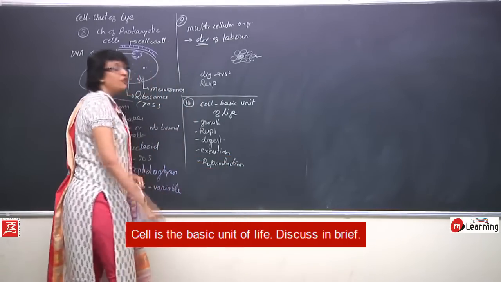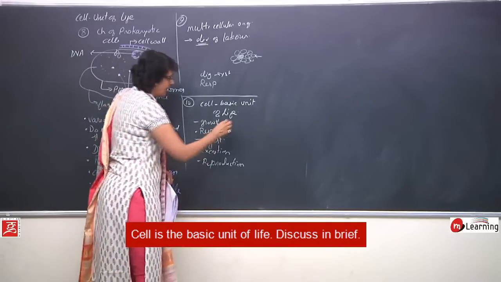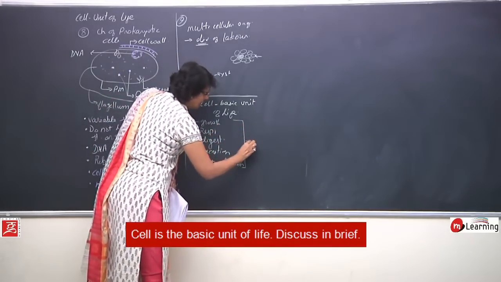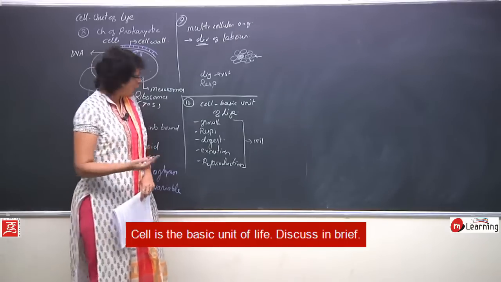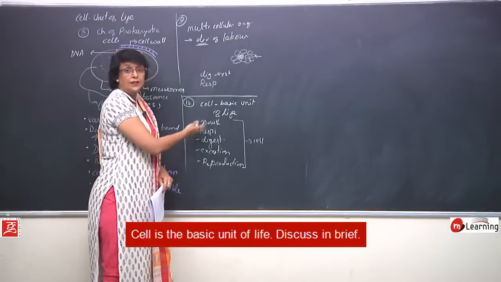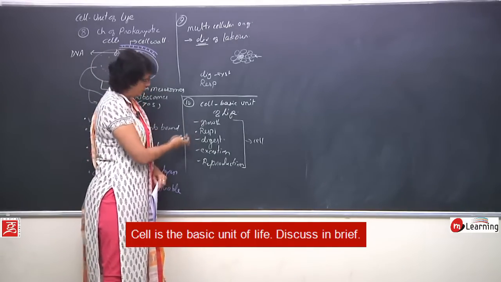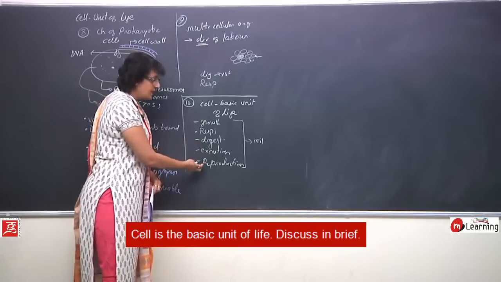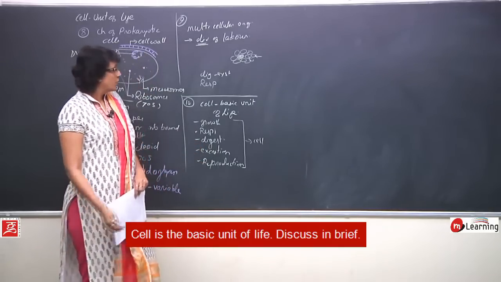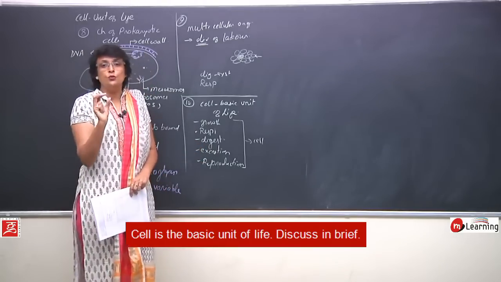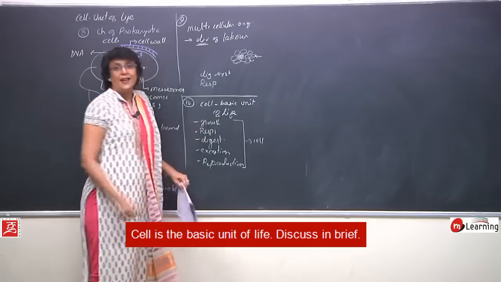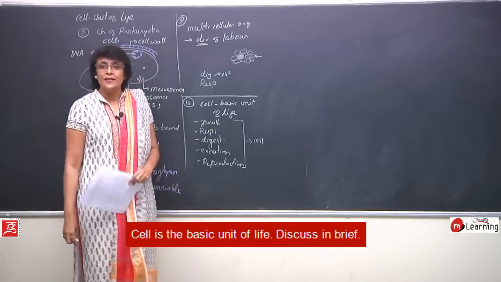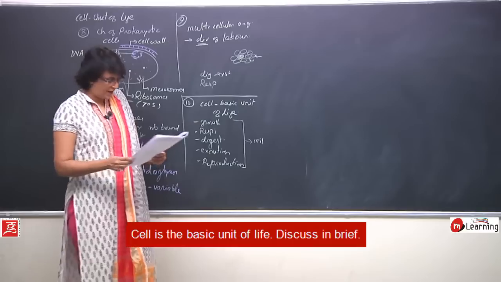These are all life processes, and a single cell can show all these processes. Cells grow, cells need oxygen, they respire, they digest the food, they excrete the waste material, they reproduce also. So it is the smallest unit which shows all the processes of life, and that is why it is known as the basic unit of life.